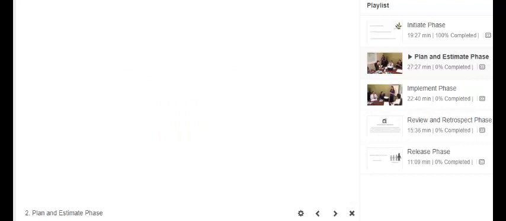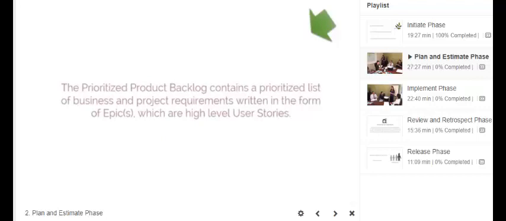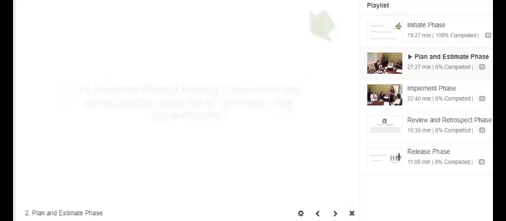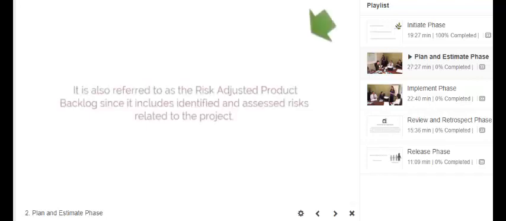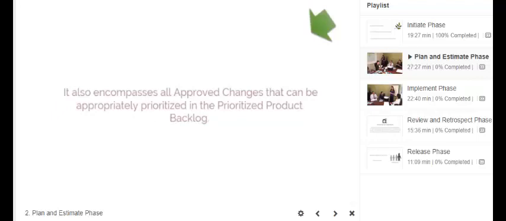Prioritize Product Backlog. The Prioritized Product Backlog contains a prioritized list of business and project requirements written in the form of epics, which are high-level user stories. The Prioritized Product Backlog is based on three primary factors: value, risk or uncertainty, and dependencies. It is also referred to as the Risk-Adjusted Product Backlog since it includes identified and assessed risks related to the project. It also encompasses all approved changes that can be appropriately prioritized in the Prioritized Product Backlog.